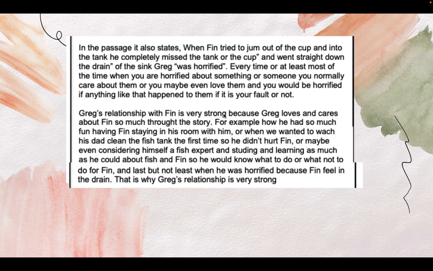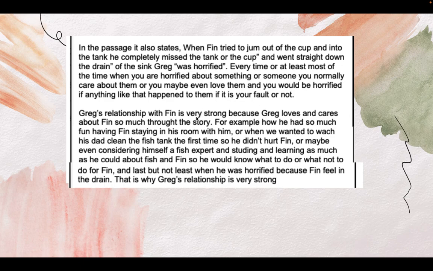Greg's relationship with Finn was very strong because Greg loves and cares about Finn so much throughout the story. For example, how he had so much fun having Finn staying in his room with him, or even when he wanted to watch his dad clean the tank for the first time so he didn't hurt Finn, or maybe even considering himself a fish expert and studying and learning as much as he could about fish and Finn so he would know what to do or what not to do for Finn. And last but not least, he was horrified because Finn fell in the drain. That is why Greg's relationship is very strong.